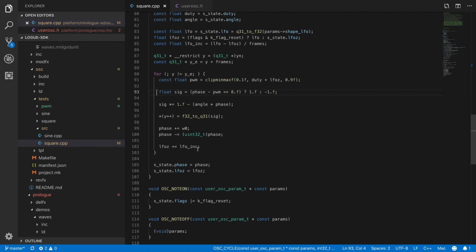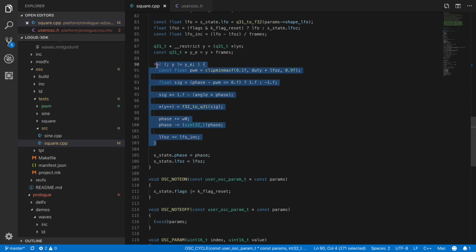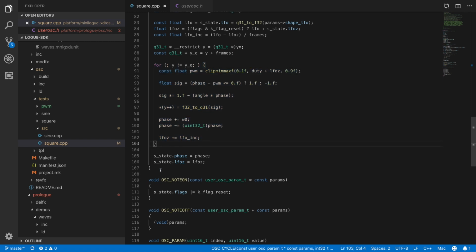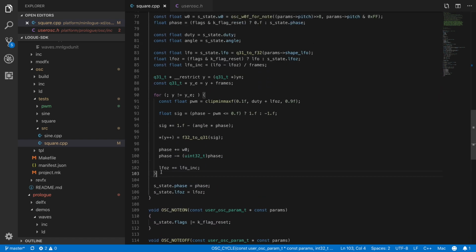And then we increment the LFO variable by the increment and put the phase that we just computed into the state, and then the LFO into the state after we've written all the pieces into our buffer. And then we return. And that's the complete oscillator for a PWM waveform.